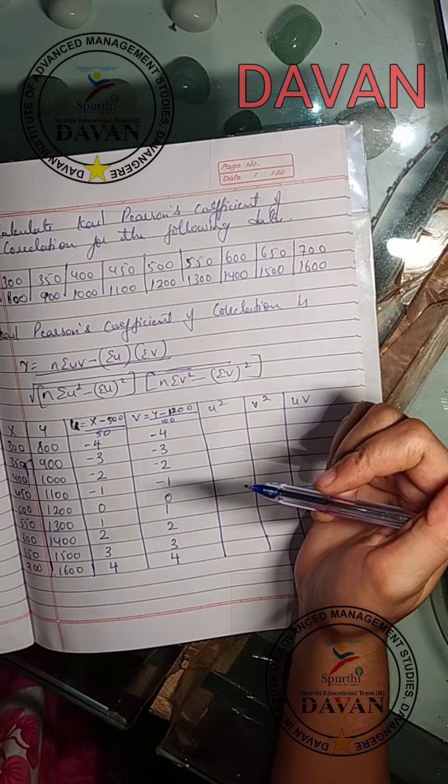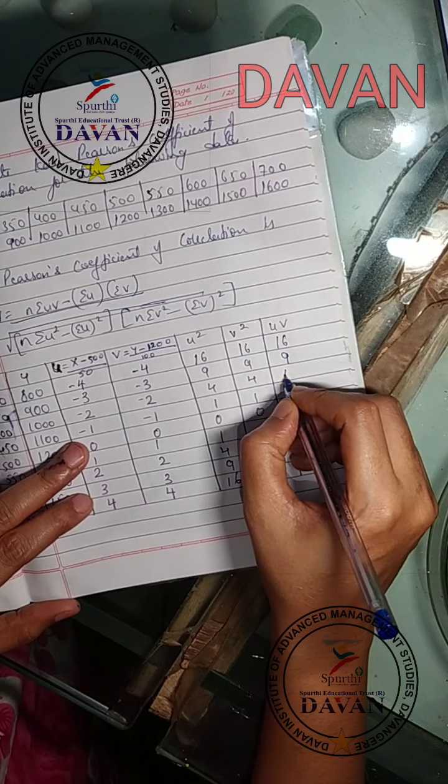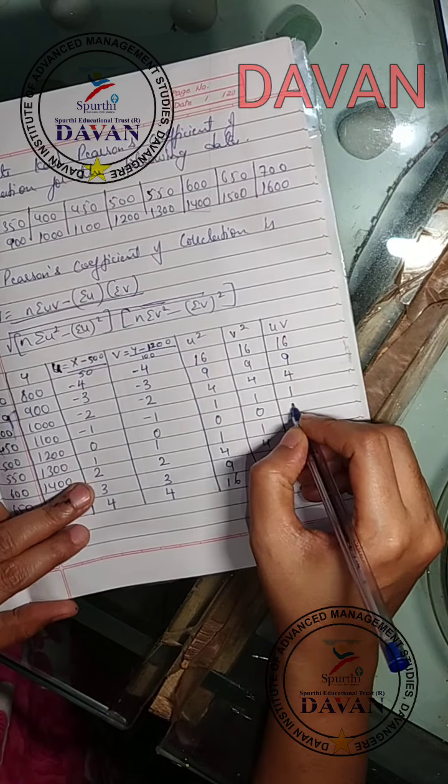So now u square is 16, 9, 4, 1, 0, 1, 4, 9, 16. V square is 16, 9, 4, 1, 0, 1, 4, 9, 16. U into V, this into this. Minus 4 into minus 4 is 16. Minus 3 into minus 3 is plus 9. Minus 2 into minus 2 is 4. Minus 1 into minus 1 is 1. 0, 1. 2 into 2, 4. 3 3s are 9. 4 4s are 16.